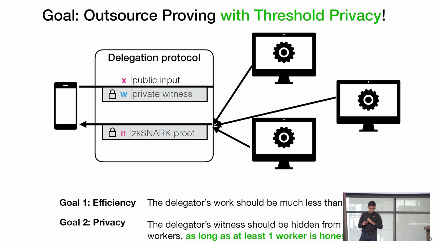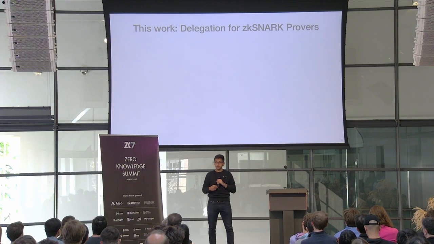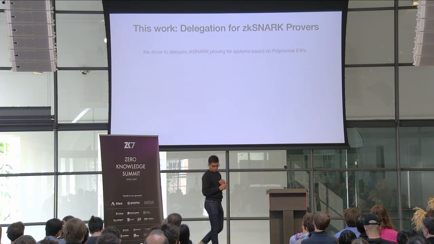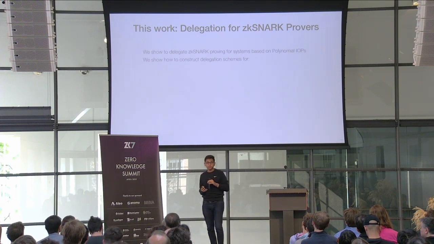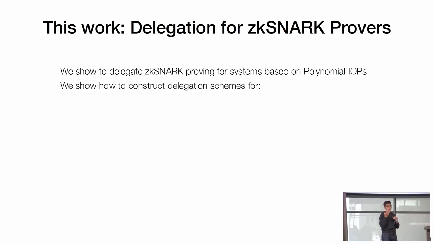Okay, so this is sort of a more achievable looking goal. So let's see what we could do. What we do in this work, which is not yet online, is construct exactly these kinds of delegation protocols for zkSNARK provers for these popular classes of zkSNARKs, which rely on polynomial IOP. So things like Plonk, Marlin, Sonic, every recent work on zkSNARKs falls into this category.